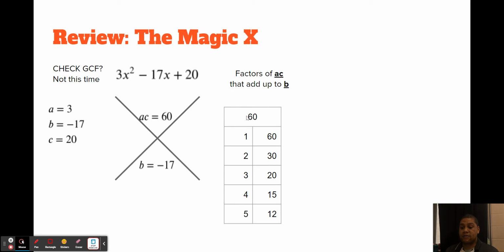And we talked about how I usually list the factors out and they're all positive. If you've got your factor sheet, which you should, they'll be all positive. But since I need these to add up to a negative number, I'm going to need them to all be negative. So I'll have negative 5 and negative 12 adding up to negative 17. You can check the rest of them. None of them work. Once I know that, we call one of them P, we call one of them Q. So we have P is negative 5, Q is negative 12. Order doesn't matter here.